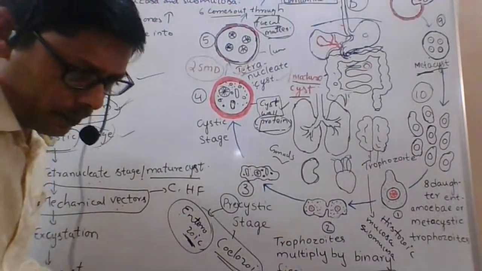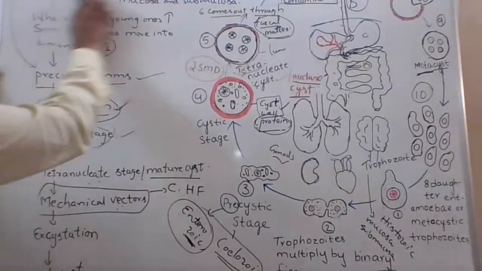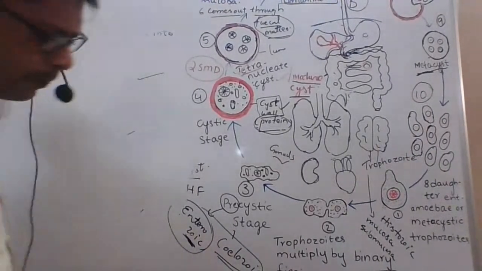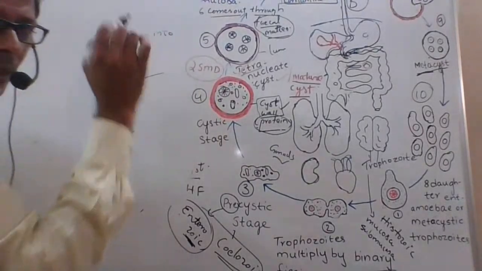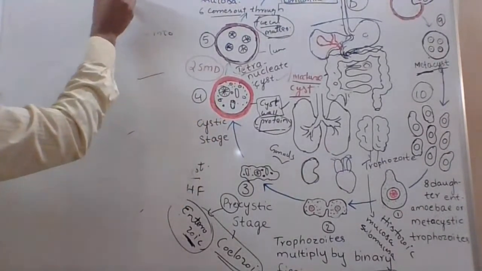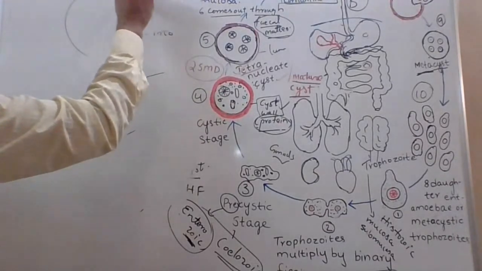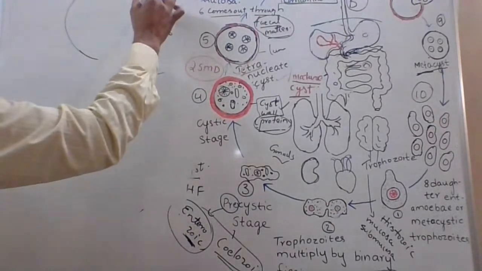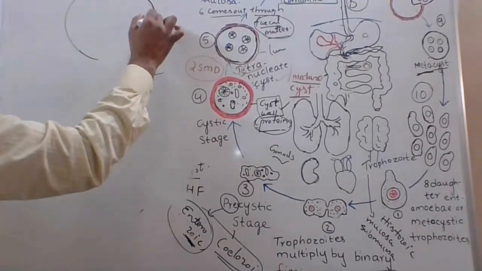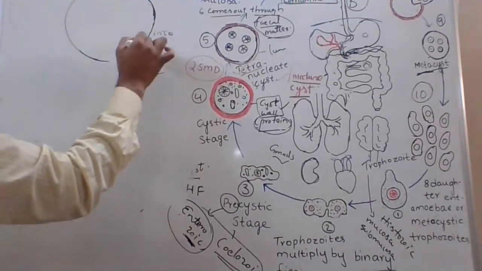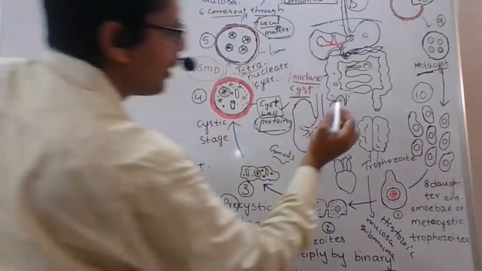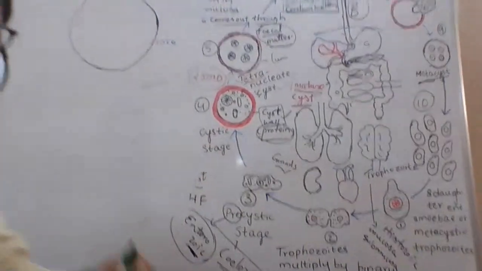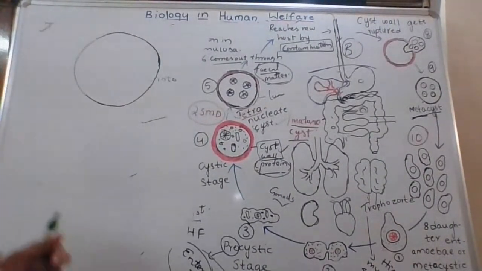Yesterday I told you. I am drawing the transverse section of the large intestine. This layer, the outermost layer, is called the serosa. Now I am taking the transverse section of the large intestine. Okay, the outermost layer is called the serosa.